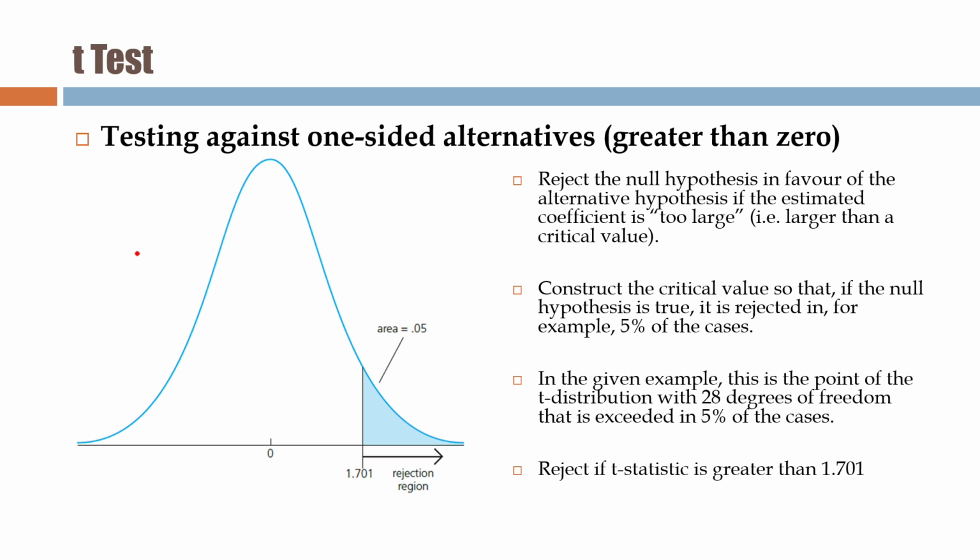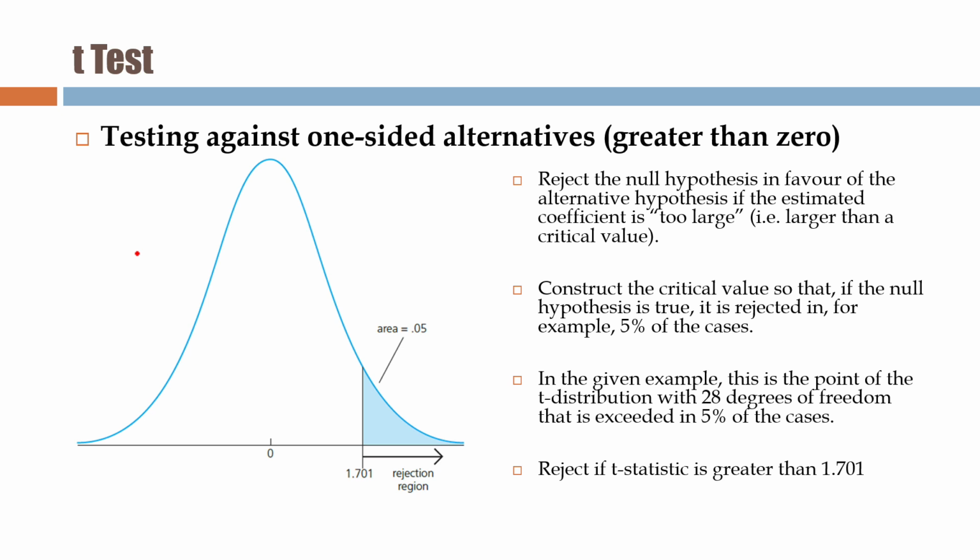T-testing against the one-sided alternative that beta is greater than 0 or not. So you can set it up with a null hypothesis, one side, one tail. Probably you have learned one-tail testing or two-tail testing. So it's greater than 0 or not. We reject the null hypothesis in favor of the alternative hypothesis if the estimated coefficient is too large, right, larger than the critical value.